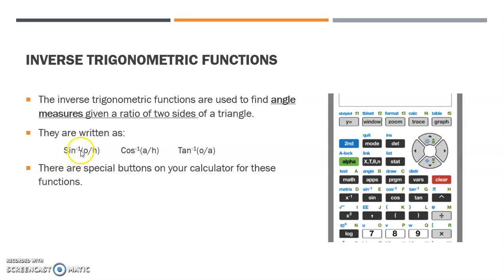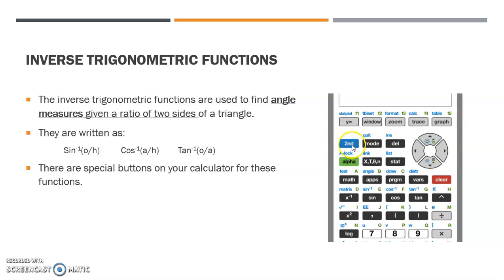So sine inverse, and I would input the opposite side divided by the hypotenuse. Cosine inverse, I would input adjacent divided by hypotenuse. And tangent inverse is opposite over adjacent. And there are special buttons on your calculator to get to these functions. We used to use these big long tables in the backs of our textbooks, but now we have them programmed right into our calculators.